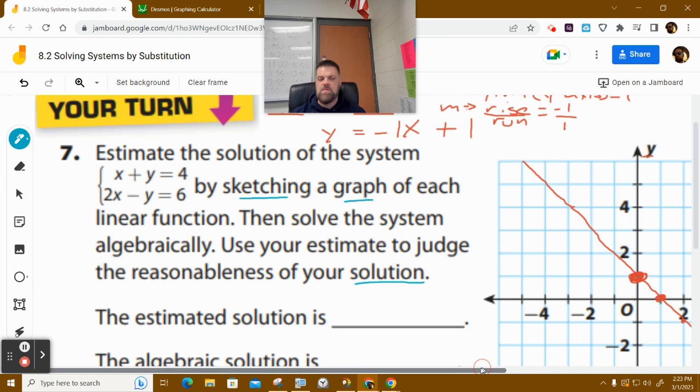Well, I'm talking about conceptually. We don't know yet. We haven't done it. But conceptually, what do we look for once we graph something? Yeah, where they have the same x and y, where they intersect. And we call it a solution because it makes both equations true.